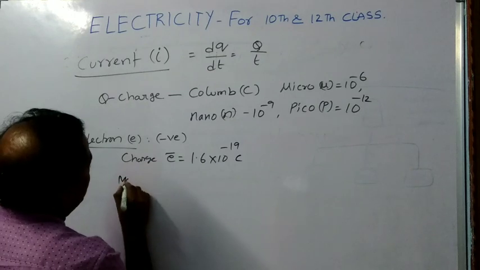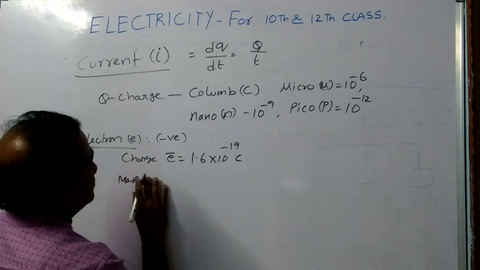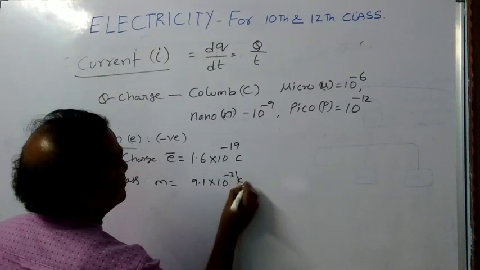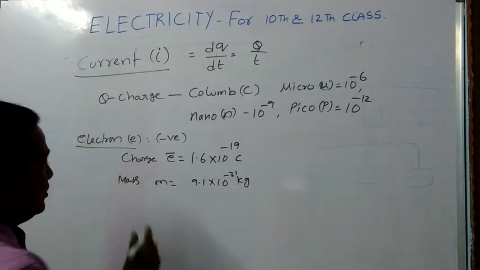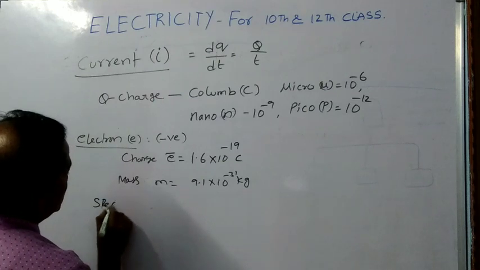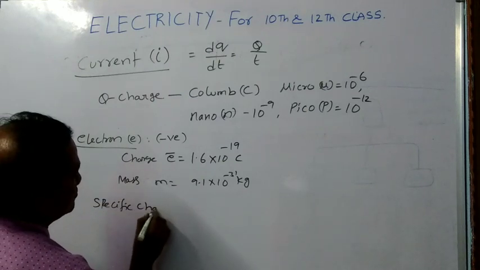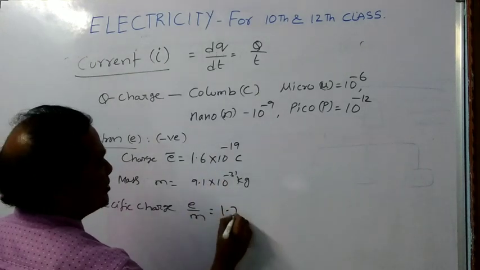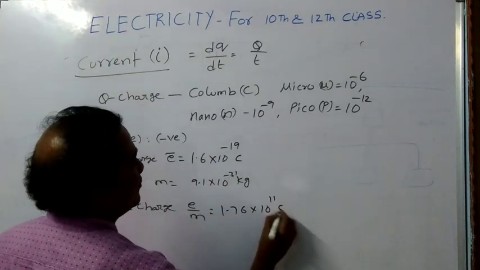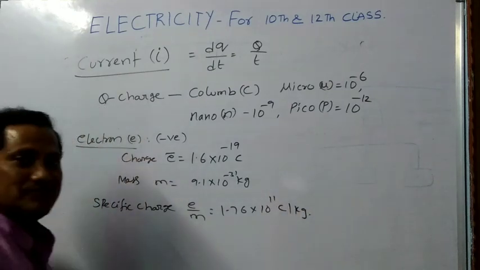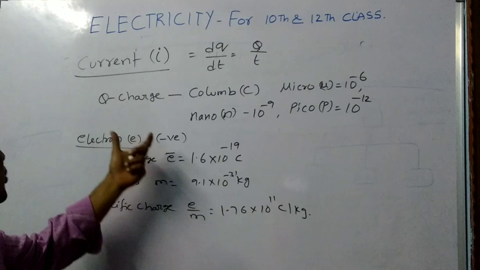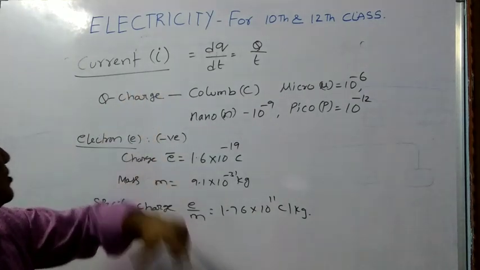The mass of an electron is around 9.1 into 10 power minus 31 kg. Then you can get the specific charge, that is e by m. If you divide this, you will get 1.76 into 10 power 11 coulomb per kg. These are the values we require while doing problems. So this is about the electron, the charge, and the current.